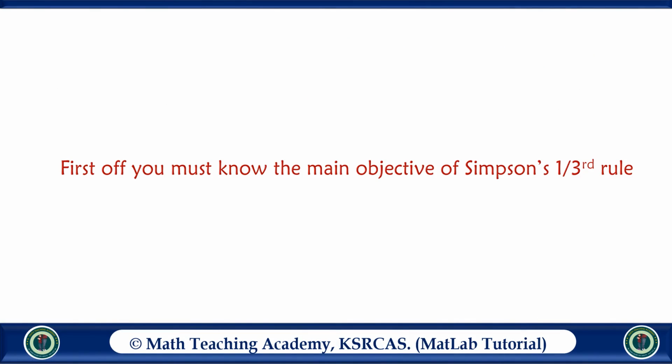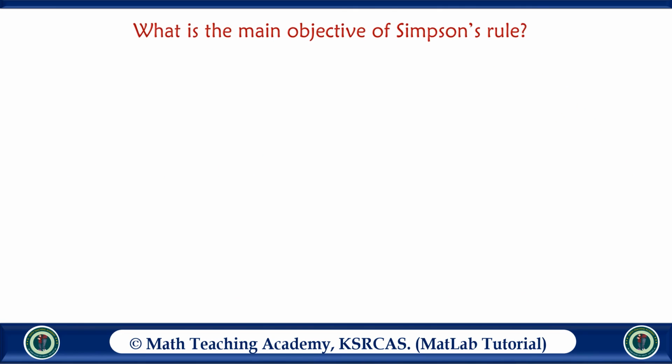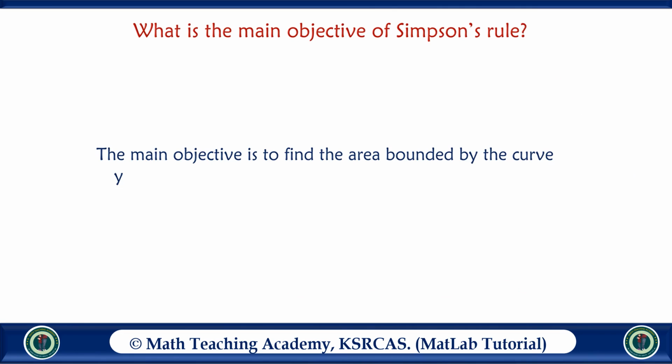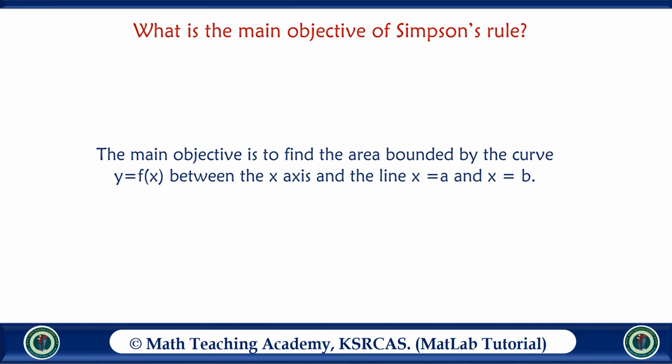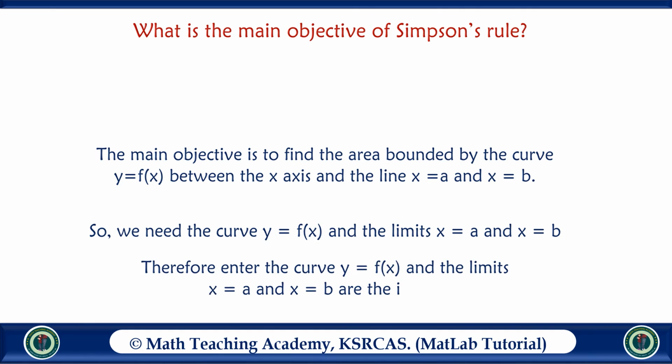First off, you must know the main objective of Simpson's 1/3 rule. The main objective is to find the area bounded by the curve y equal to f of x between the x-axis and the lines x equal to a and x equal to b. So we need the curve y equal to f of x and the limits x equal to a and x equal to b as the inputs.